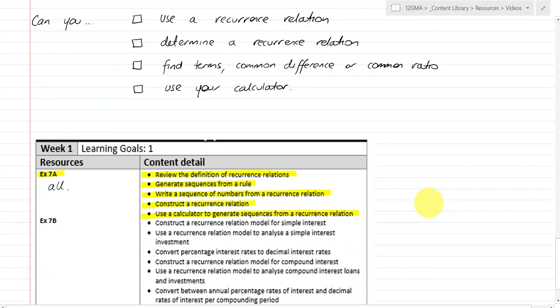So there is the can you component of this lesson, and of course the reference to the textbook exercise. Have a look at that. Do your best, answer questions of your teacher if you have any. All the best.